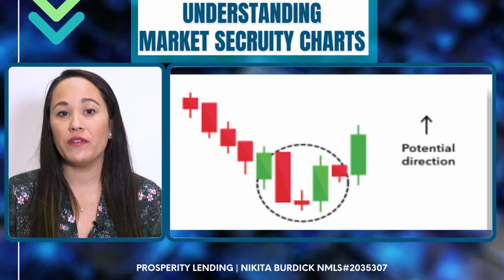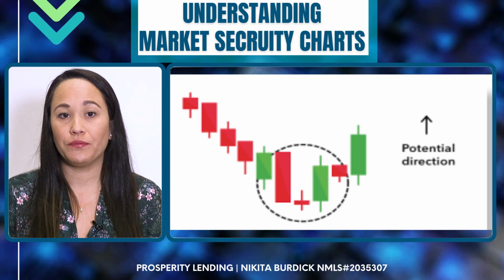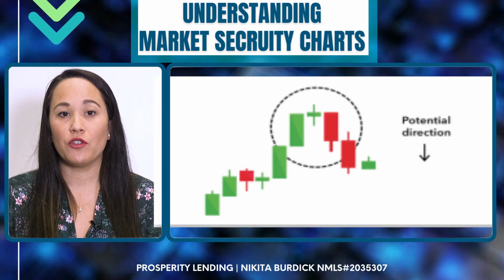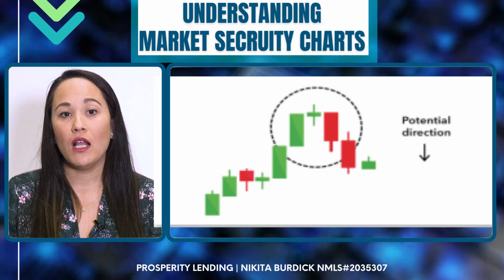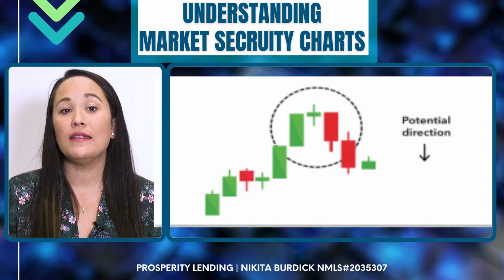The opposite is what we'll see with a bearish evening star. This occurs after an uptrend. You will see a green candle followed by indecision and then a red candle. This will symbolize that we are in for a downtrend.